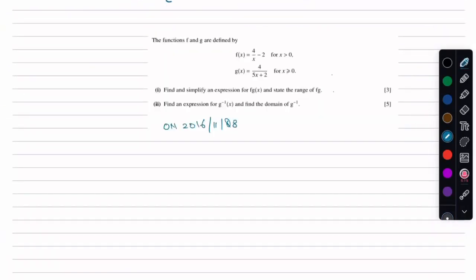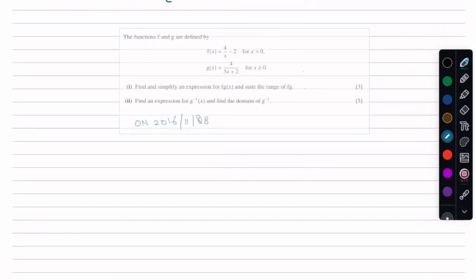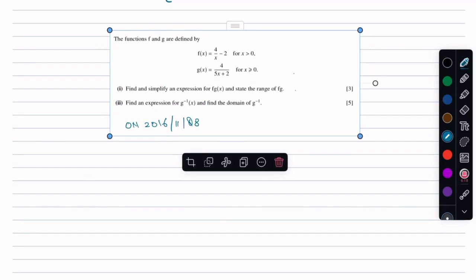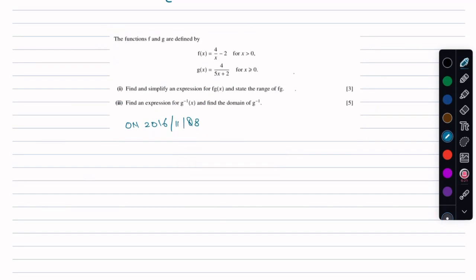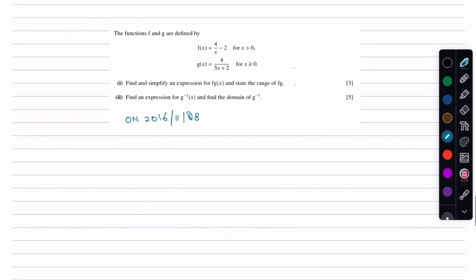Now the third question that has been chosen for the purpose of explanation is from October-November 2016, variant 1, question 8. Why have I chosen this question? I've chosen it because I can see here that the two functions are again asymptotic functions, and asymptotic functions need a lot of explanation. So let's start with the function.